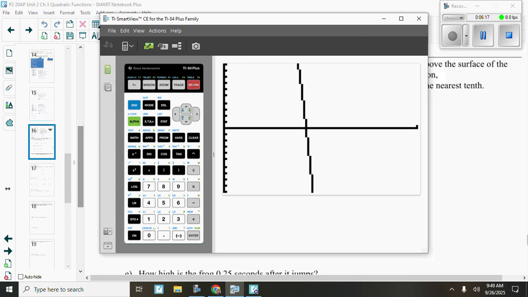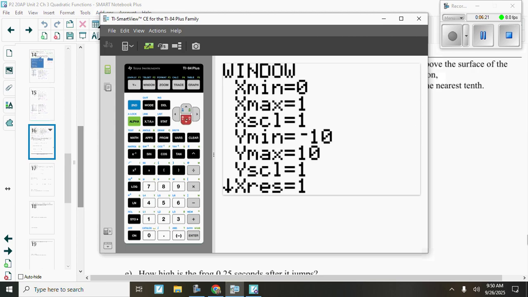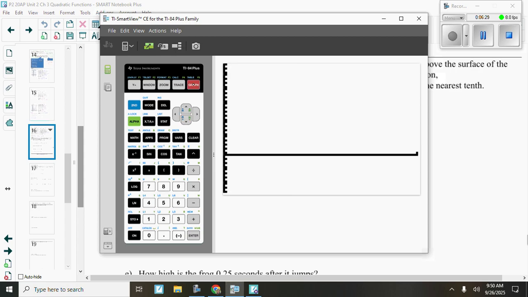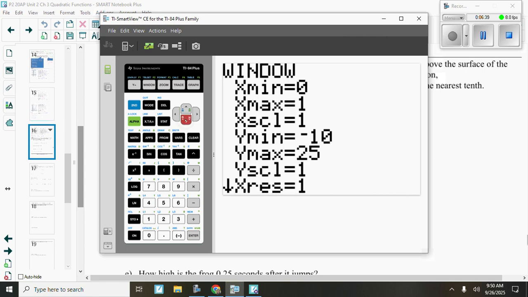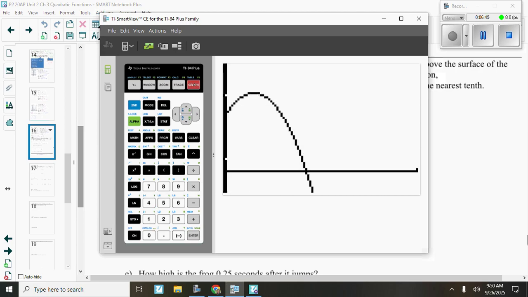So let's change our, we can keep the minimum there for a second. Our maximum, we said we need to see at least 25, right? So we still can't see it because he starts at 25 and he's jumping up. So what do you think? What can we change that to? Maybe 50? Graph that. There we go.